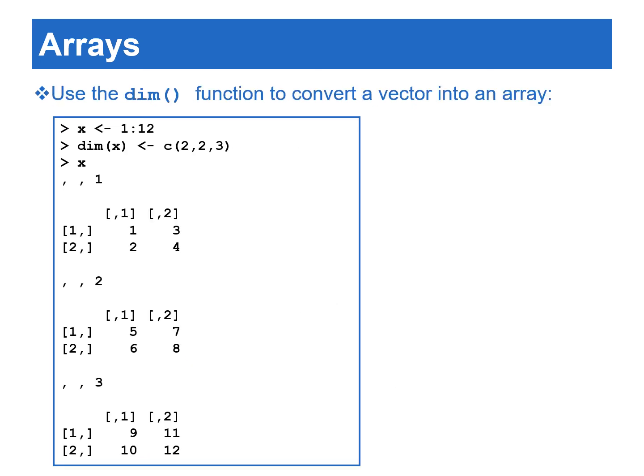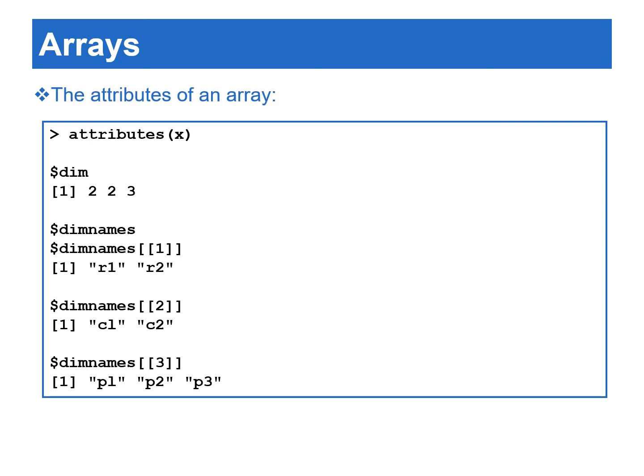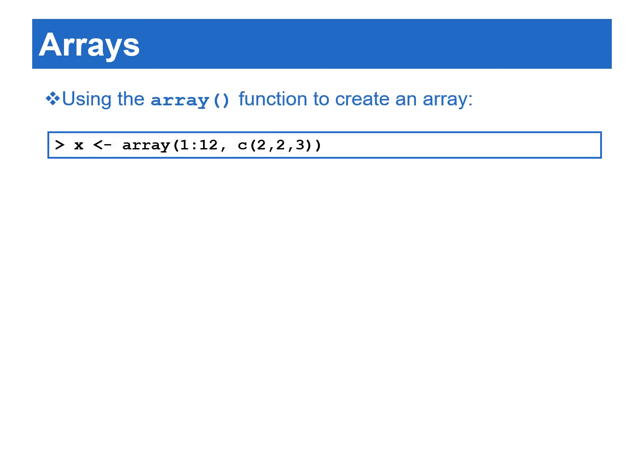For example, x is a vector of length 12. Assigning the dim attribute to x, with values of 2 by 2 by 3, changes x to a 3-dimensional array. We can assign row names, column names, and page names by using the dimnames function. Here are the attributes of an array. Notice that they are the same as the ones from a matrix, including dim and dimnames attributes. Alternatively, we can use the array function to create an array. The first argument of the array function is a vector to fill the array. The second argument is the dim attribute of the array.